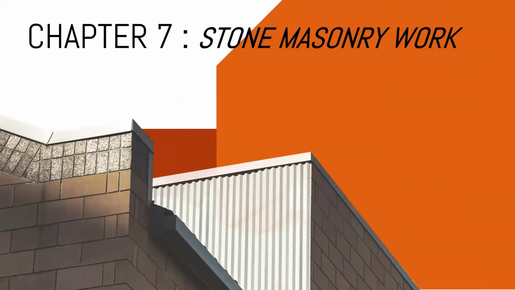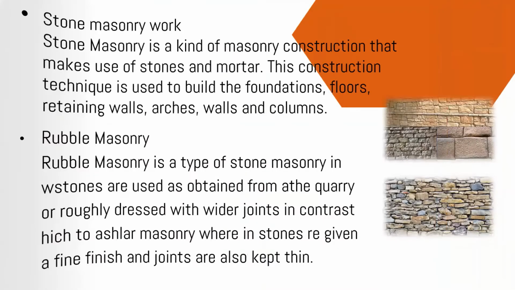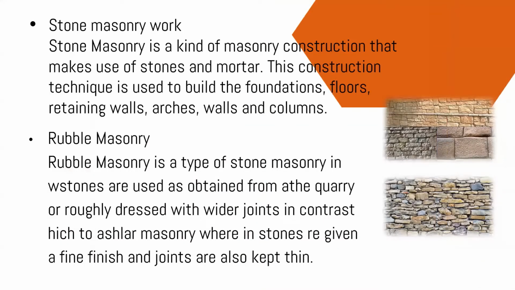Chapter 7. Stone masonry work. Stone masonry is a kind of masonry construction that makes use of stone and mortar. This construction technique is used to build foundations, floors, retaining walls, arches, walls, and columns.